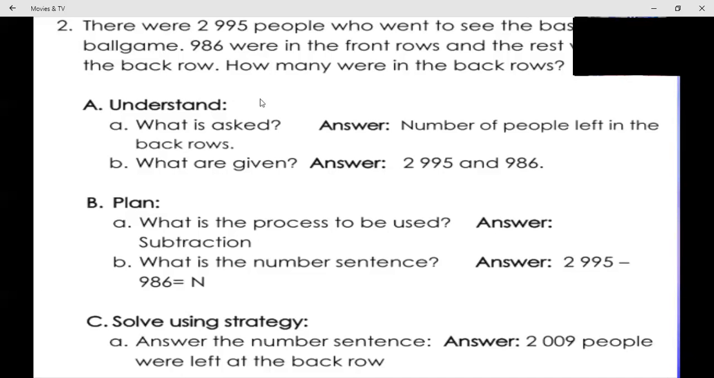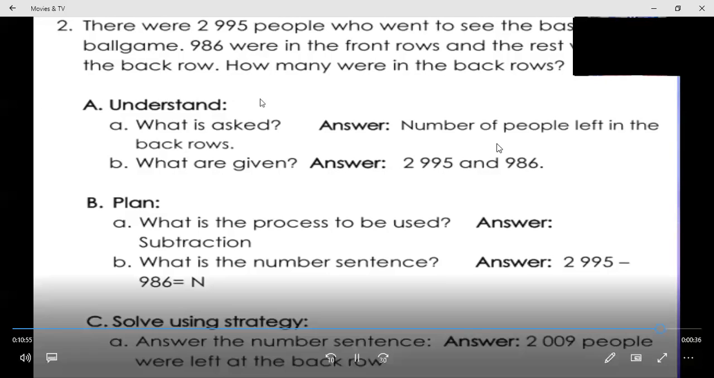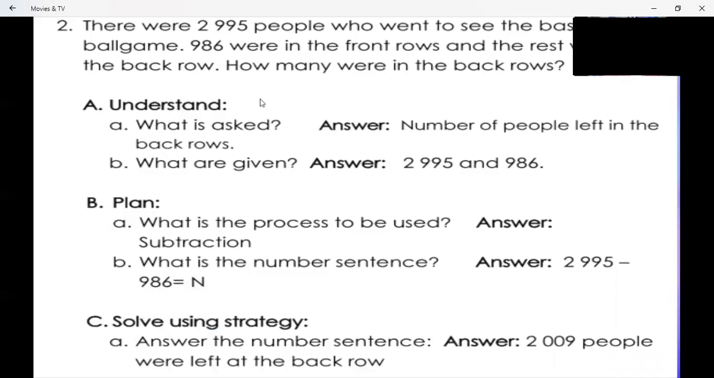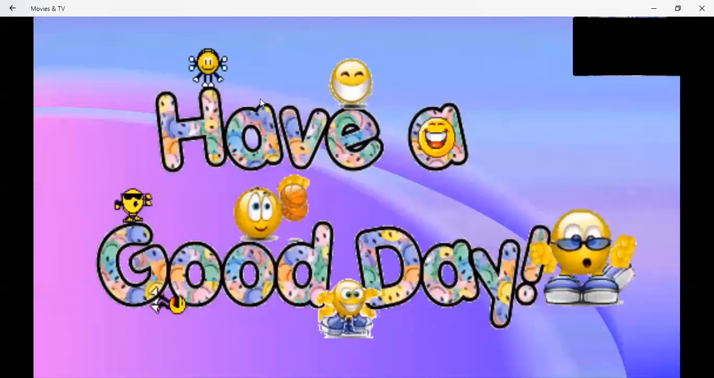So what is the process to be used? The answer is subtraction. And what is the number sentence? It's 2,995 minus 986. And we don't know the answer yet unless you solve it. Next, letter C, solve using strategy. So if you're going to subtract these numbers, then you get the answer, which is 2,009. So the answer in the number sentence is 2,009. They are the people that were left at the back row.